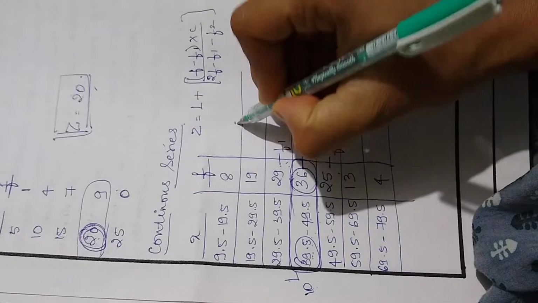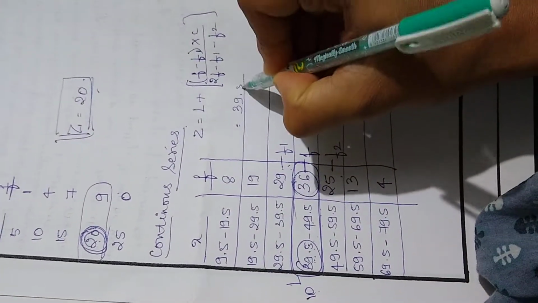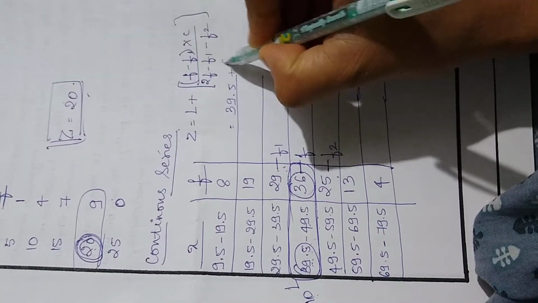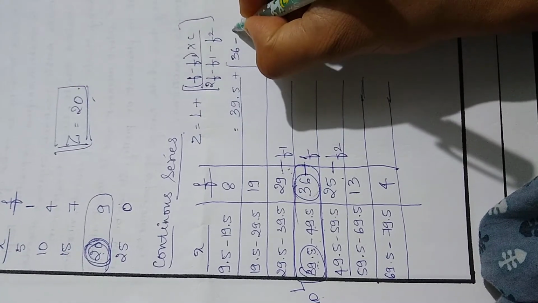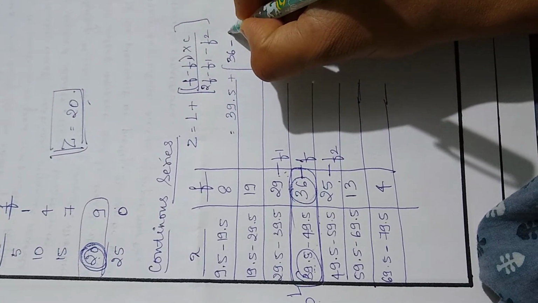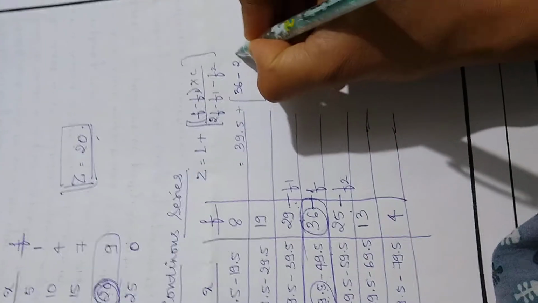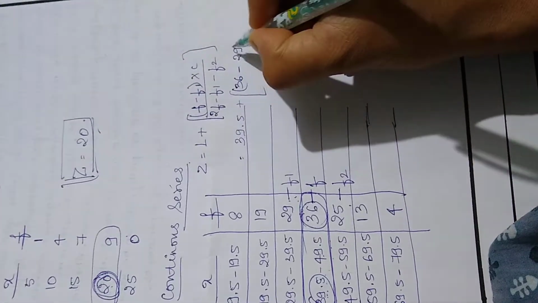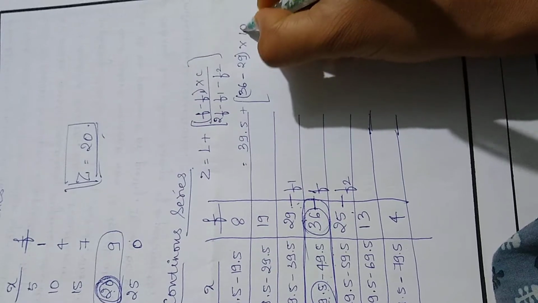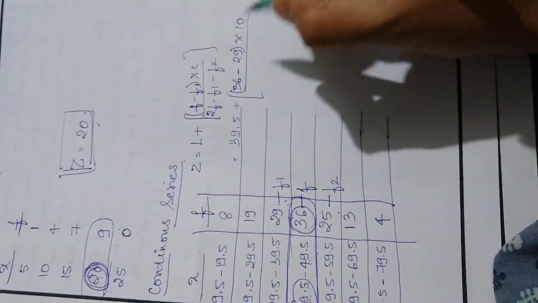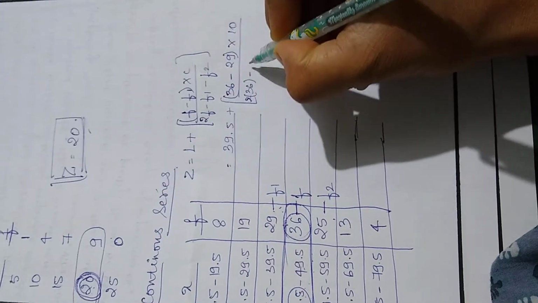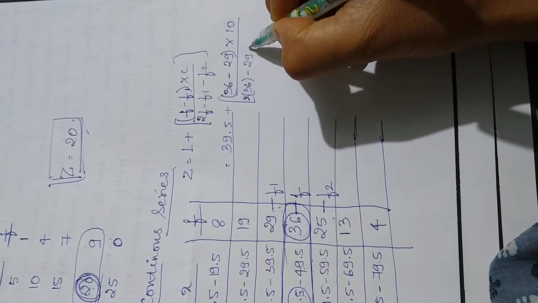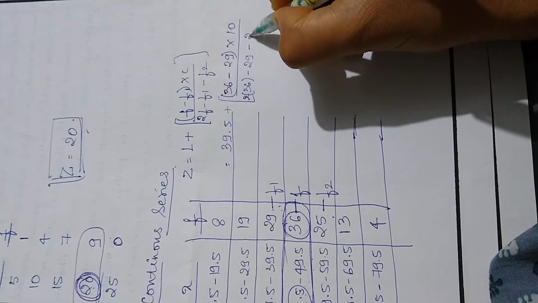What is your L? 39.5 plus, f is 36 minus f1 is 29, into 10, the whole thing divided by 2 into f, which is 36, minus 29, which is f1, minus f2, which is 25.